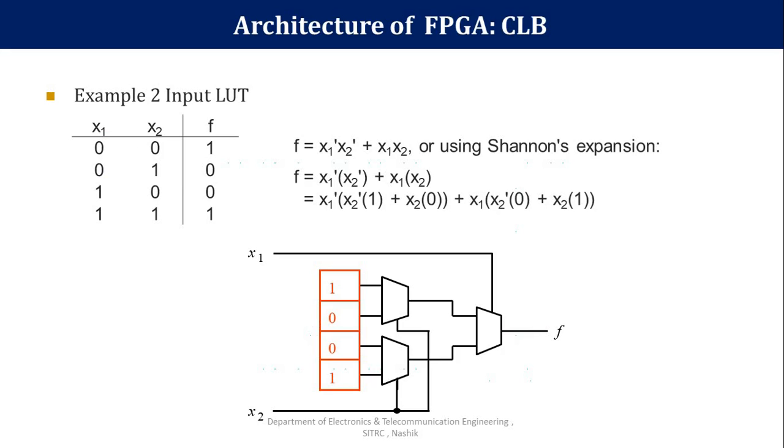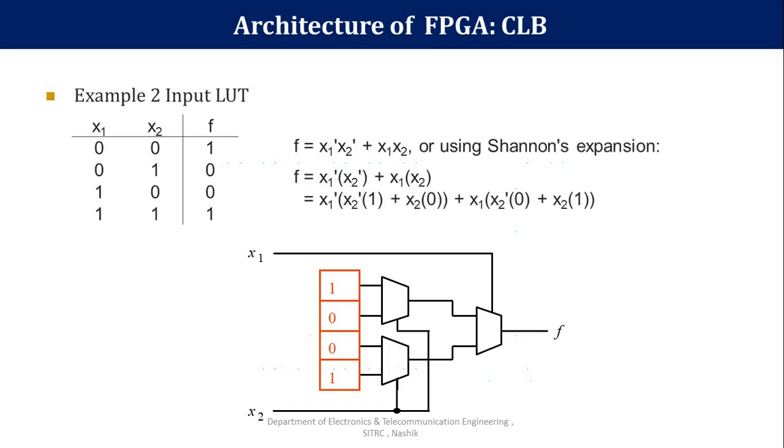Here let's take one example to implement a function in the two input lookup table. The function is x1 bar x2 bar plus x1 x2, and on the left hand side its truth table is given. X1 and x2 have four combinations: 0 0, 0 1, 1 0, 1 1. Two inputs, hence four combinations, and as per the function we have generated the output. For the condition 0 0, output is 1; 0 1, output 0; 1 0, output 0; 1 1, output 1. These four outputs, 1 0 0 1, are stored inside the RAM cells of the lookup table, and X1 and X2 act as control signals.